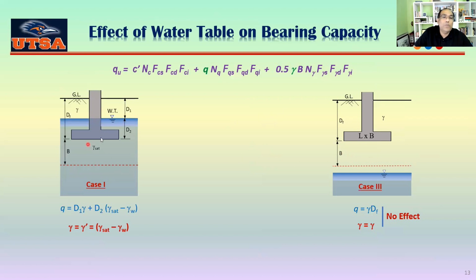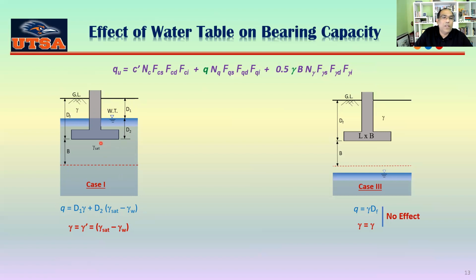Okay, now let's see the other cases. So this is case 1, which means your water table is in between Df, the bottom of the foundation, and the ground level. If the water is in between here and here, then we call that one case 1. In that situation, your q at the bottom of the foundation would be equal to D1 gamma plus D2 gamma sat. So that's what we are trying to see. Your q has changed a little bit because this is the effective stress, so you have to take the weight of water out to find the effective stress.